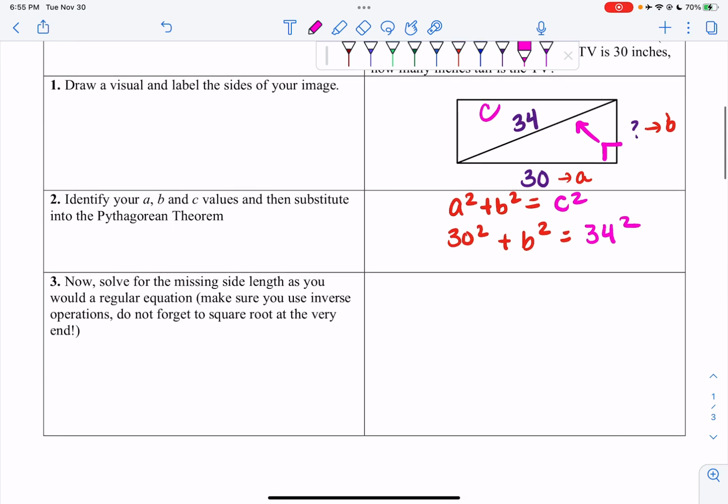Now this is just substitutions. Step 3 says, now solve for the missing side length as you would a regular equation. Make sure that you use inverse operations. Do not forget to square root at the very, very end. So now we're going to simplify this.